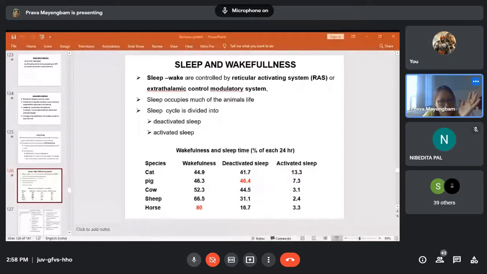Hello. Okay. Again, in the sleep cycle there will be two types: deactivated sleep and activated sleep. Deactivated sleep is the cello type of sleep, and activated sleep is the deep sleep, so it will be difficult to wake up that person or the animal. So there are two types of sleep, deactivated sleep and activated sleep.